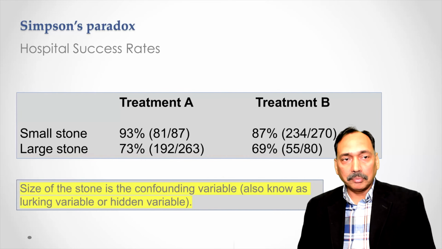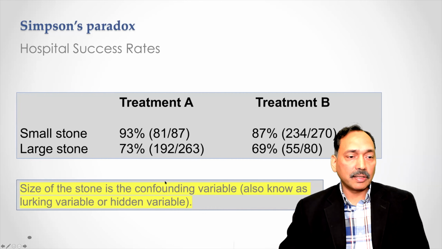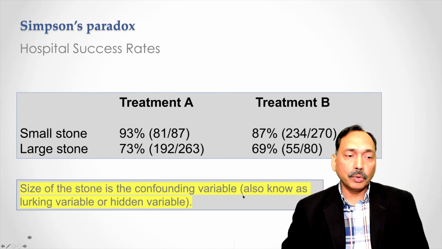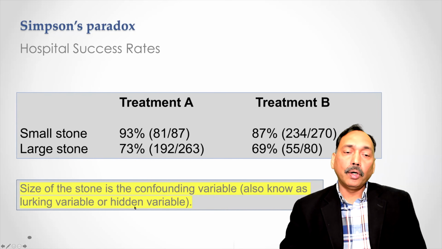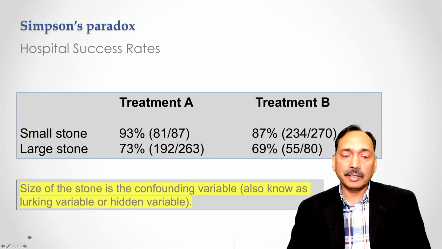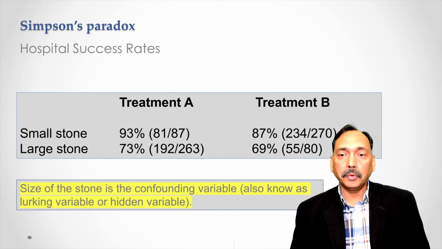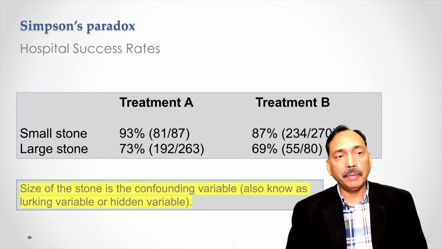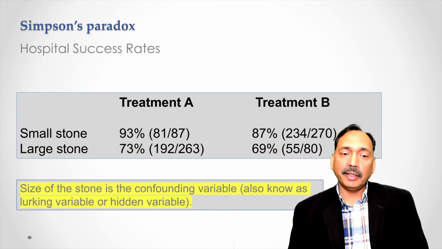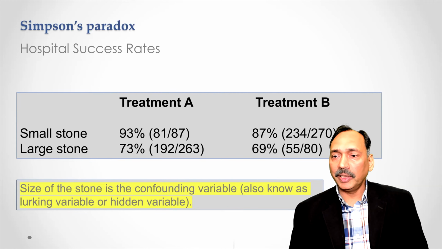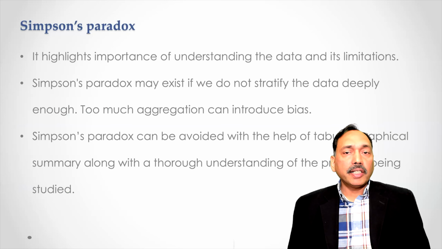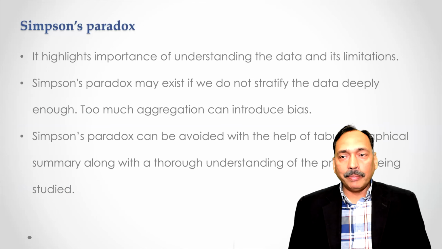So this is also an example of Simpson's paradox. The size of the stone is the confounding variable, also known as a lurking or hidden variable. So sometimes there may be some variables playing a role. If we ignore them, we may conclude inaccurately, or we may take decisions which may not be correct. So it highlights the importance of understanding the data and its limitations.